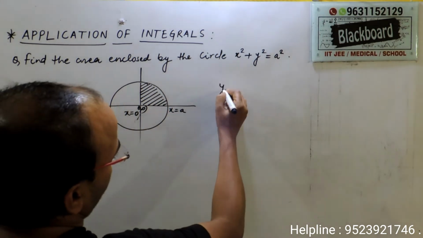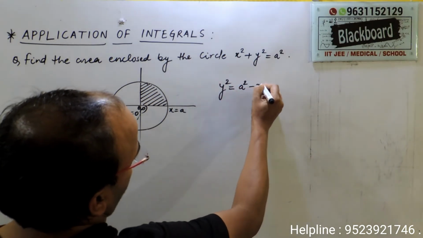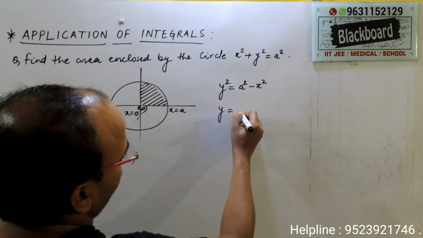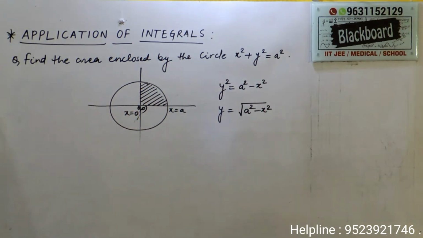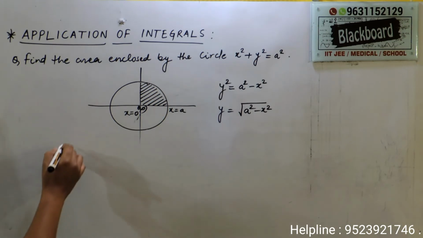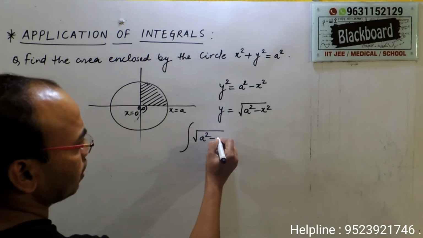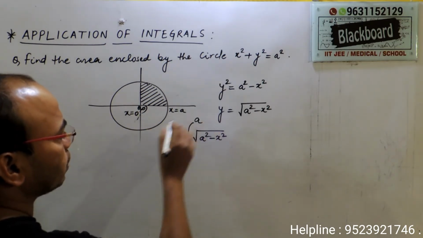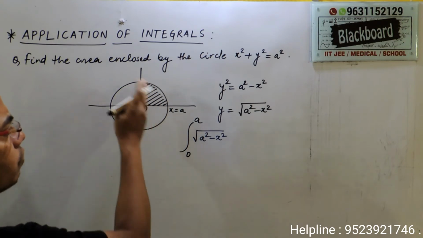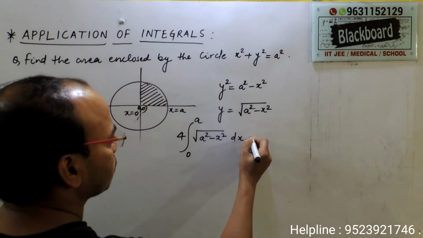तो हम इसको पहले फंक्शन के फॉर्म में लिख देते हैं. This is y square equals to a square minus x square and y is equals to root over a square minus x square. Now integrate this. Integration of root under a square minus x square and limit from 0 to a. 4 times this area is equal to the area of whole circle. 4 times this one and dx.